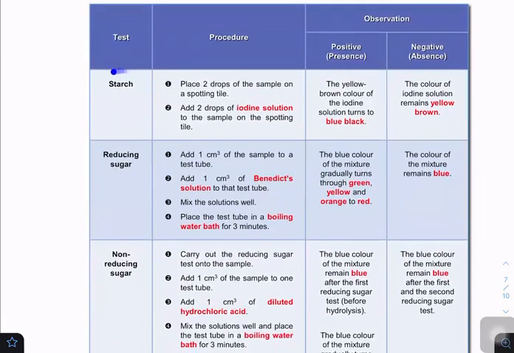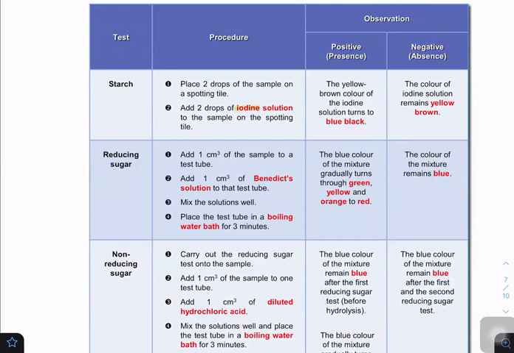So for starch, very simple. We take 2 drops of the starch and then we place it on a spotting tile. A spotting tile is basically something thick with grooves, so it means it has wells for us to drop into. So we drop 2 drops of the sample and then we add 2 drops.